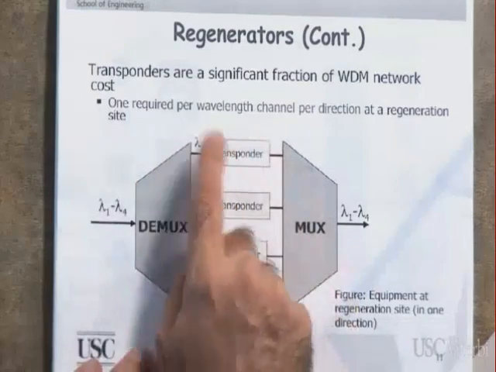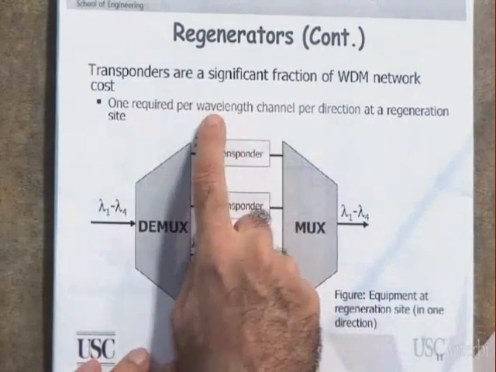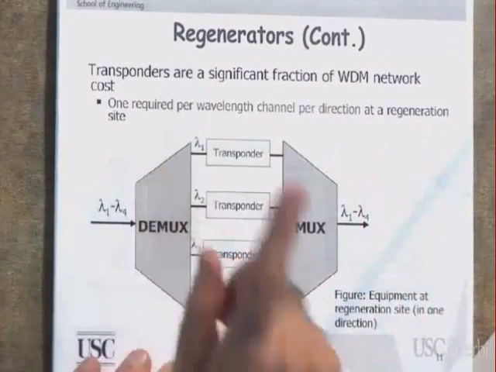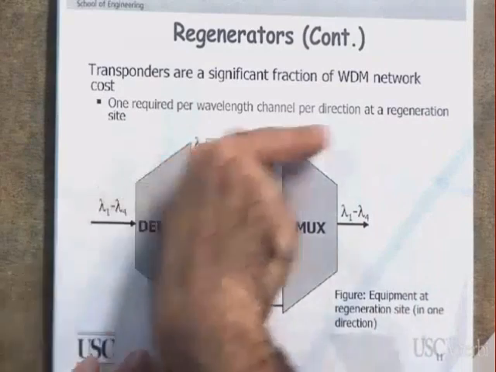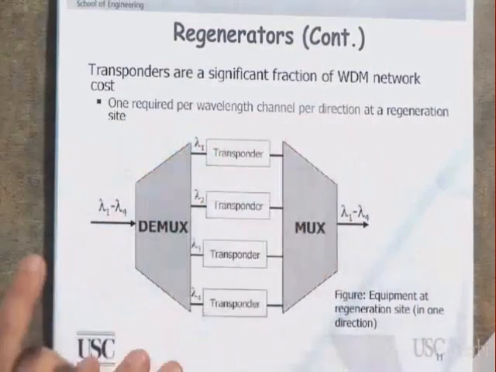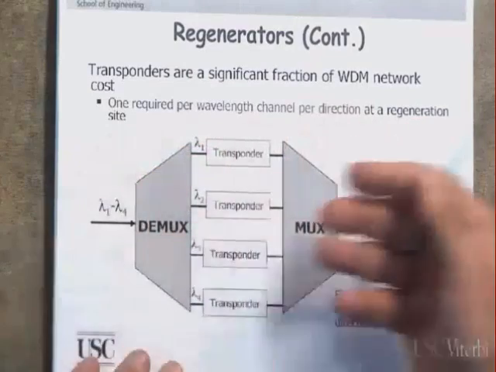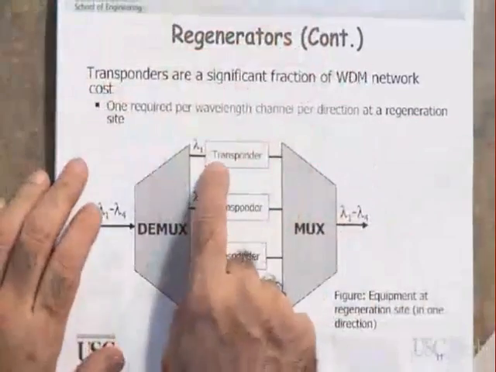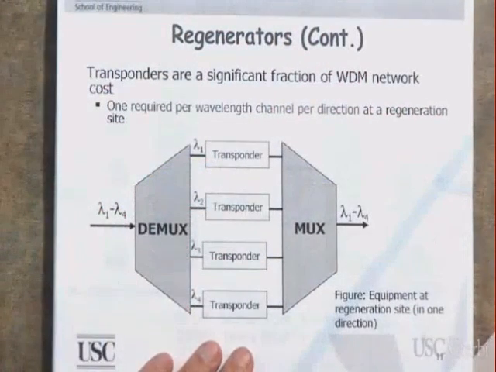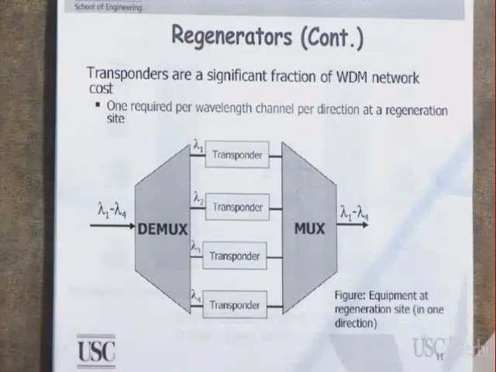So one transponder is required for each wavelength, per direction, at a regeneration site. So for every wavelength, you need a transponder, and in every direction. In other words, if you do have two directions, you would need a transponder in one direction, and you need a transponder in another direction. Clear?